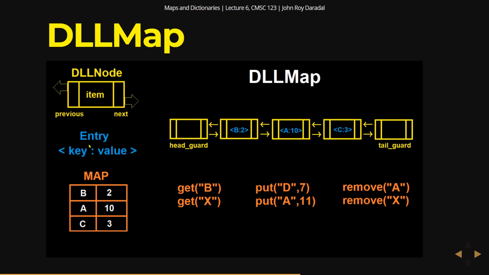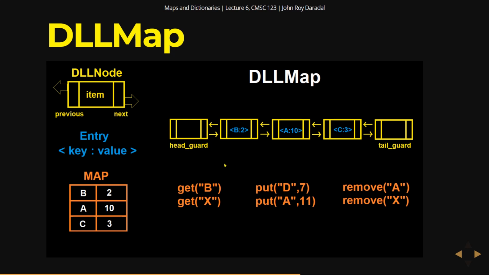And then the entry would look like this. You have the key and value separated by the colon and then enclosed by the angle brackets here. Okay, so this is how the entries would look. Key value here. Those are the blue ones here. And for our map example, we only have 3 entries, so this is just a small example. So you have B:2, A:10, and C:3.